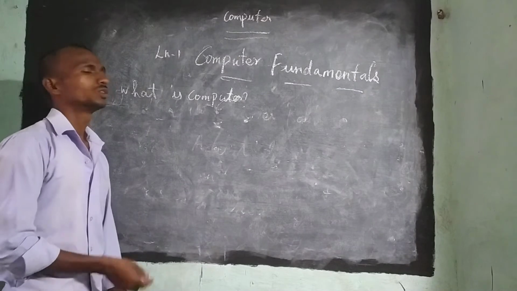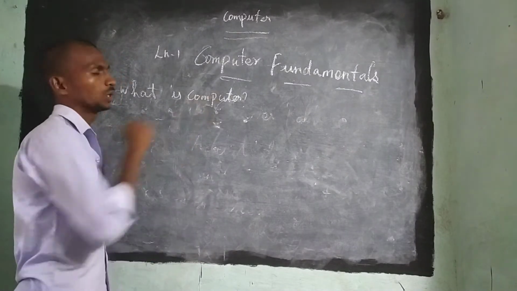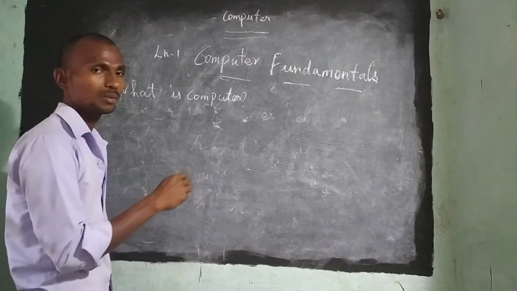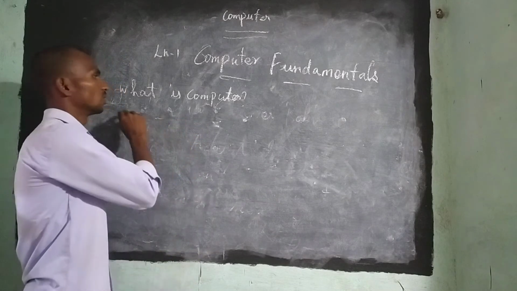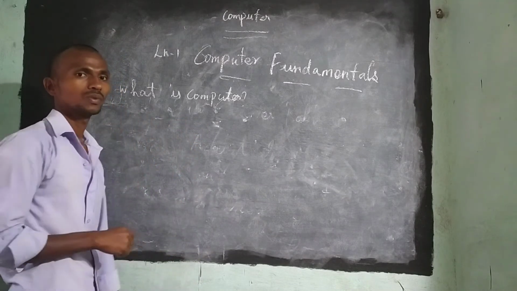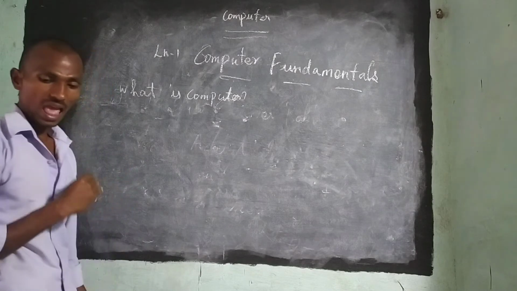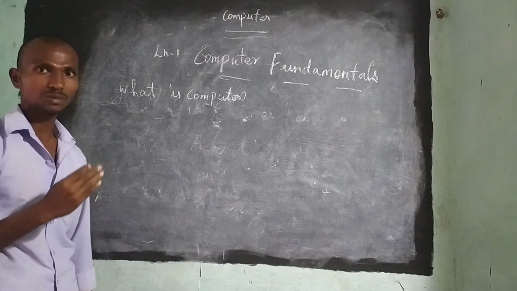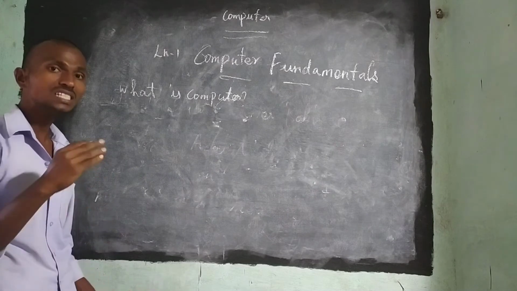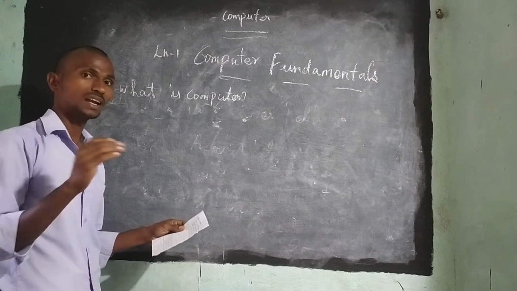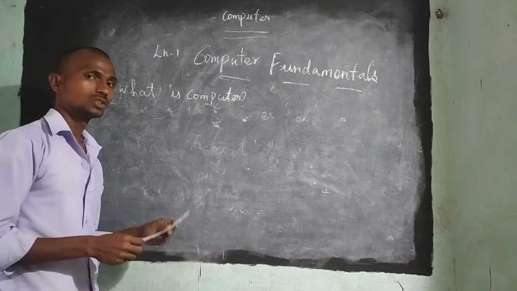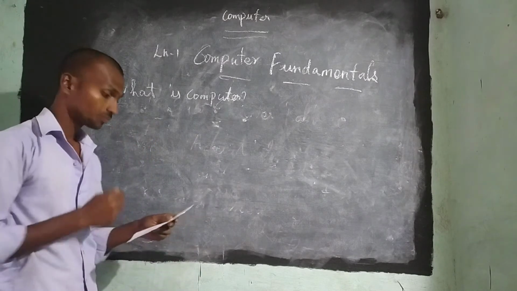Good morning, children. Today we are going to see computer fundamentals. Fundamental means the basic things of the computer. First, what is a computer? A computer is an electronic data processing machine which performs millions of tasks at the same time with high speed and accuracy.